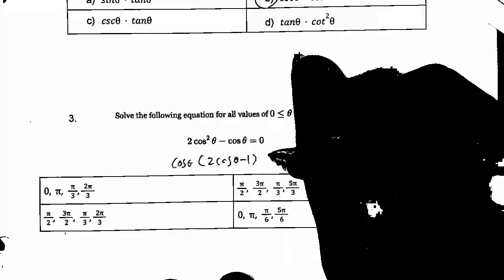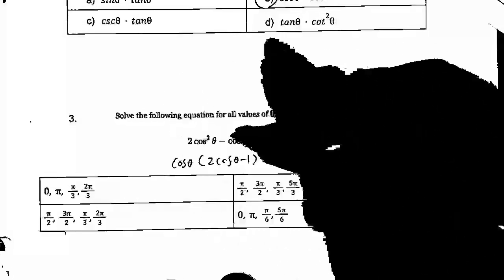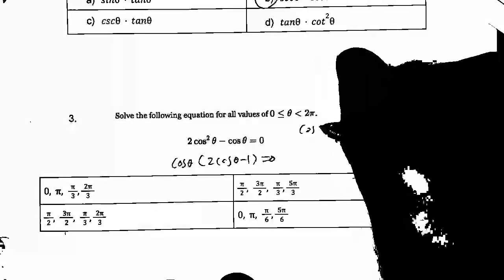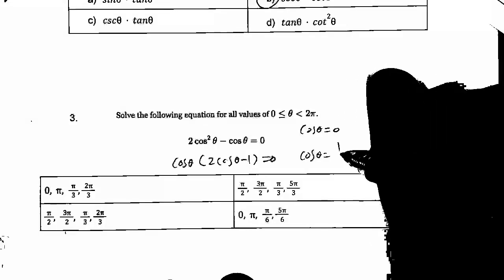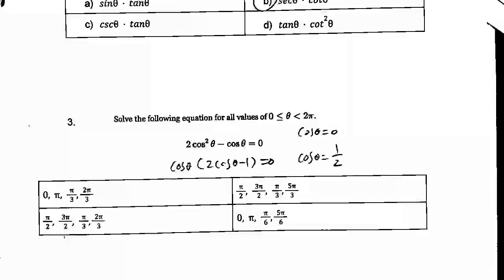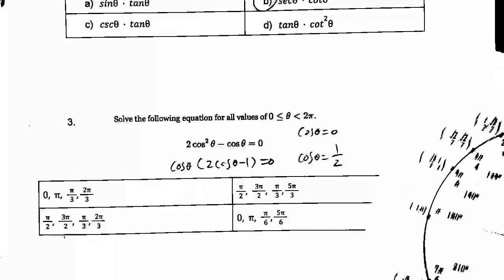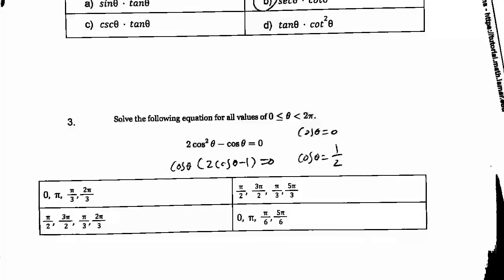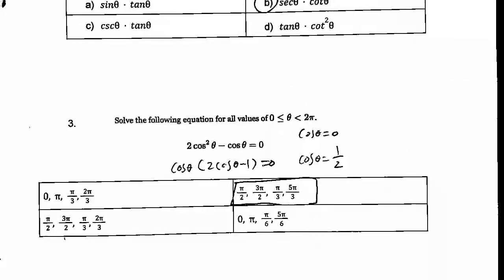For number 3, we're solving this. Solve the equation. We're going to factor out the cosine. So we have cosine theta times 2 cosine theta minus 1 equals 0. Therefore, cosine theta must equal 0, and cosine theta equals 1 over 2. So then you can go to your unit circle and see, where is cosine 0? When is cosine 1/2? And you'd see that that's going to be at pi over 2, 3 pi over 2, pi over 3, and 5 pi over 3. So this would be the right answer.